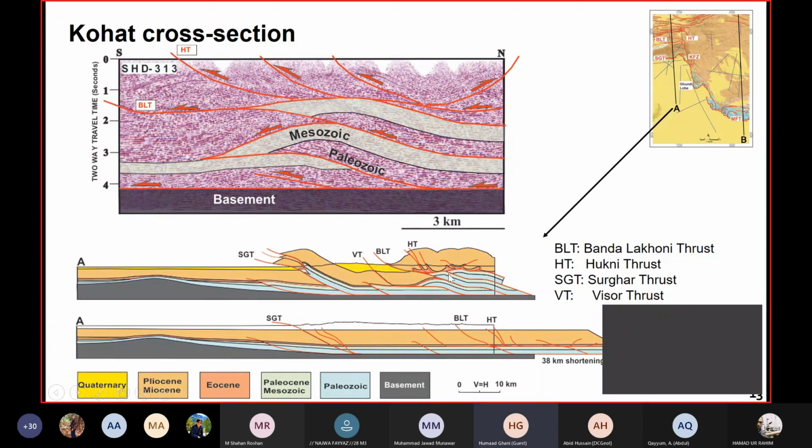So in the northern part, you can see that the surface structures are limited to the upper 1 to 2 kilometers. And when you go down in the section, you see the repetition of the strata. And up to this Banda Daud Shah thrust and Shakardarra thrust, you see a double decollement structure style, and down in the south, again, we see a single decollement structure style where the whole stratigraphic package is taken southward on top of the Kalabagh re-entrant.